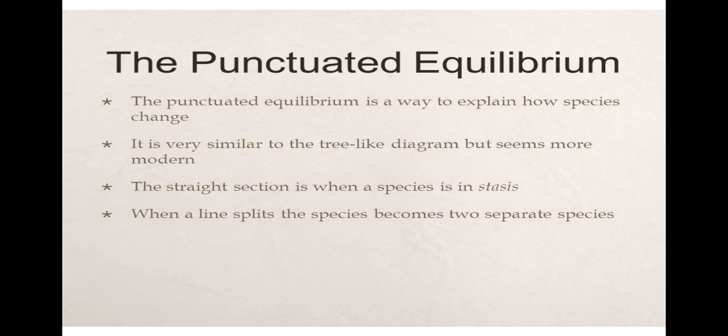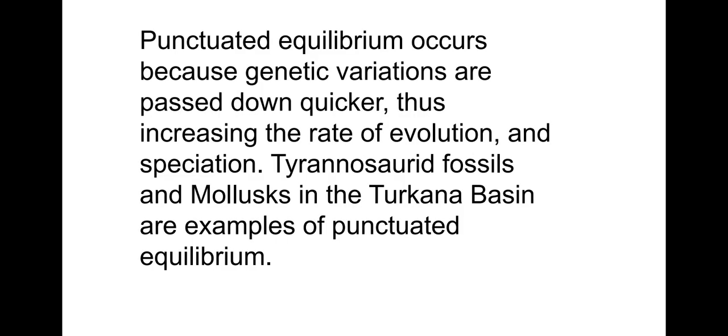Punctuated equilibrium. The punctuated equilibrium is a way to explain how species change. It is very similar to the tree-like diagram but seems more modern. The straight section is when a species is in stasis. When the line splits, the species become two separate species. Punctuated equilibrium occurs because genetic variations are passed down quicker, thus increasing the rate of evolution and speciation.